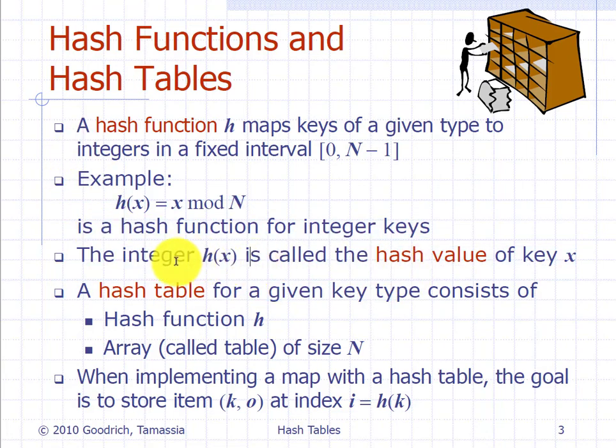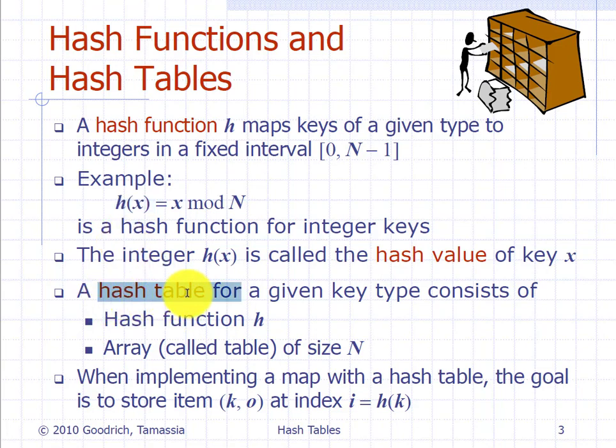So the next thing to consider is the hash value. Well, the hash value is just this h of x. So it's the output here. This is the function. This entire thing is the hash function. And this here is the hash value. So whatever it hashes to, that's the hash value. That's whatever this integer h of x is.